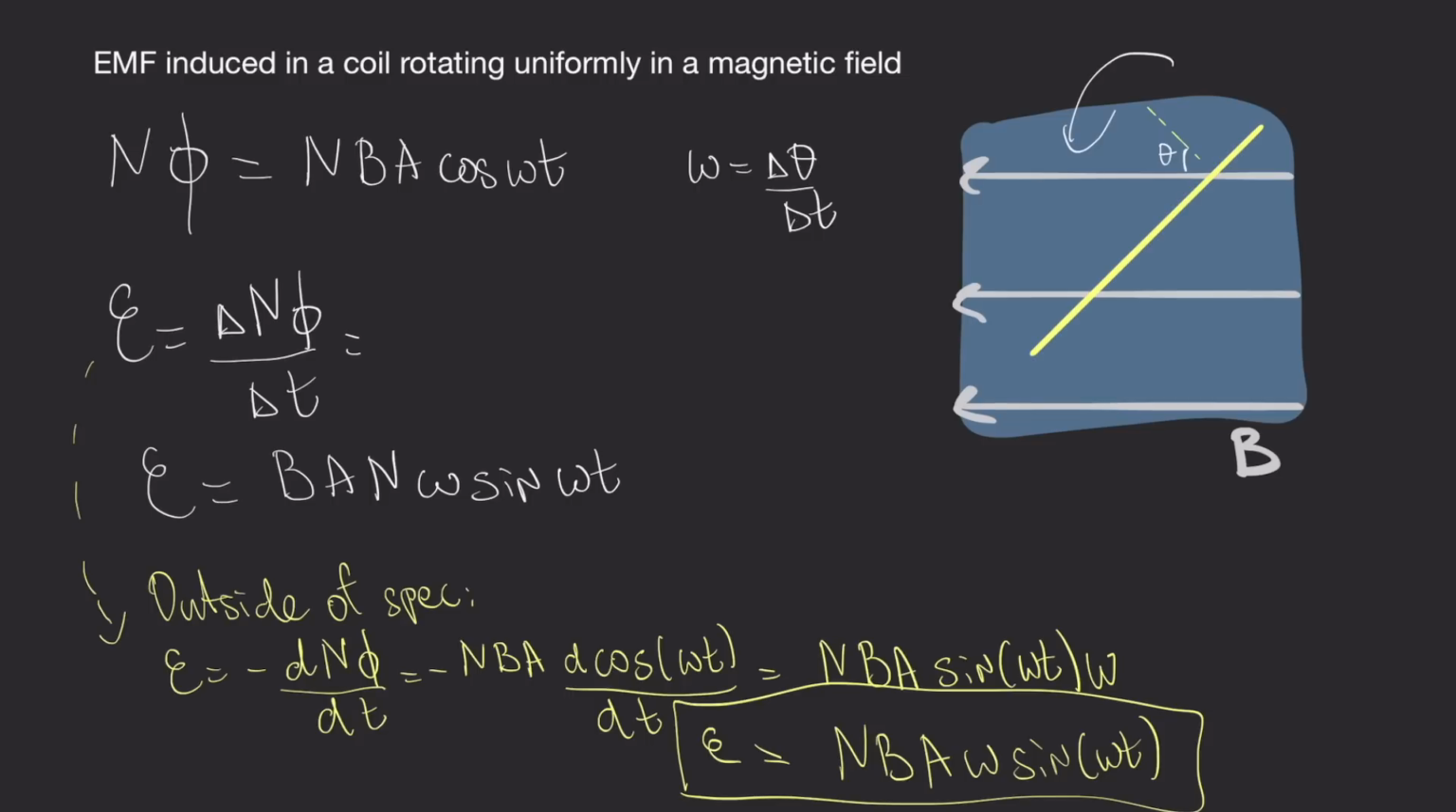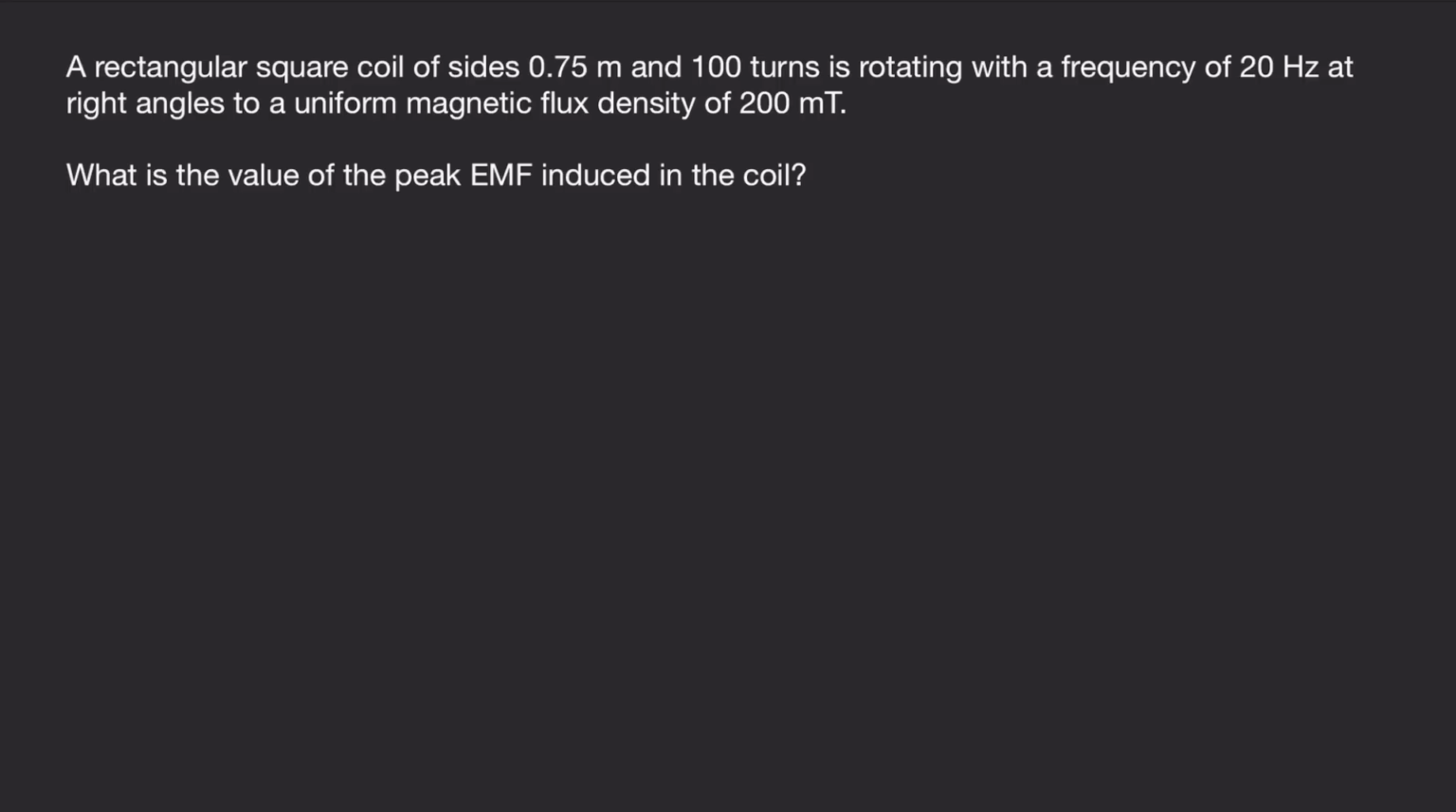What you do have to know though is that their magnitudes will be out of phase by 90 degrees. So if you were to plot them, those two will be out of sync by 90 degrees, or pi over 2 radians. Let's apply this equation to a question.